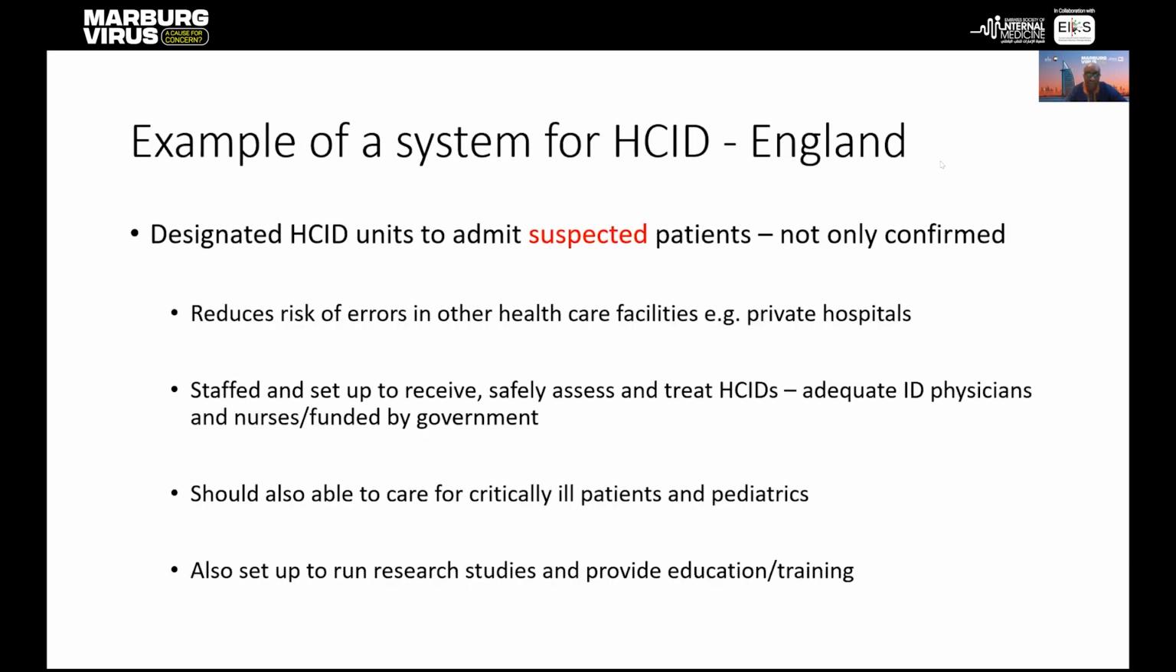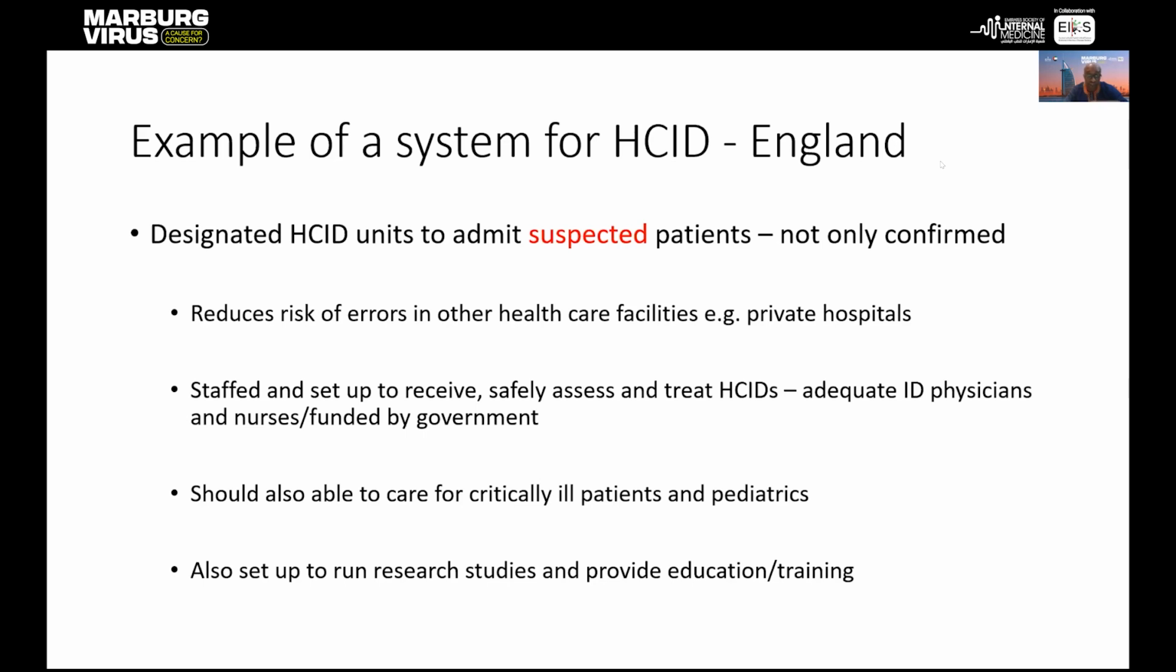And an example of a well-developed high consequence infectious disease system and service, and I want to highlight this service in England, is we have designated high consequence infectious disease units, one in London, one in Liverpool, one in Newcastle. And they admit patients with suspected high consequence infectious diseases, not just confirmed, because they take the risk out of the system, so that private healthcare facilities and other smaller government health facilities do not run the risk of exposing healthcare workers and their facility.